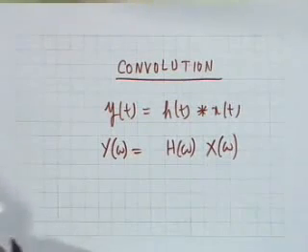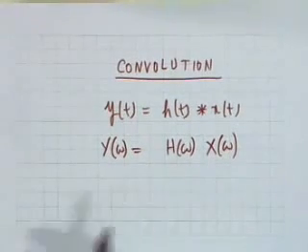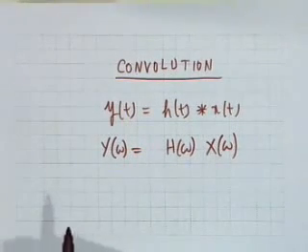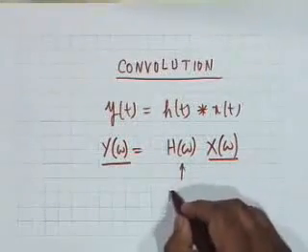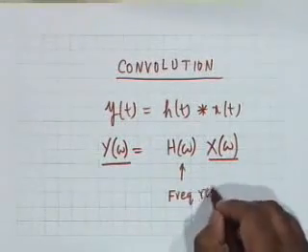And you saw how important this relationship is in the analysis of linear time invariant systems. In a linear time invariant system, Y of omega is the transform of the output, X of omega is the transform of the input, and H of omega is the so-called frequency response.